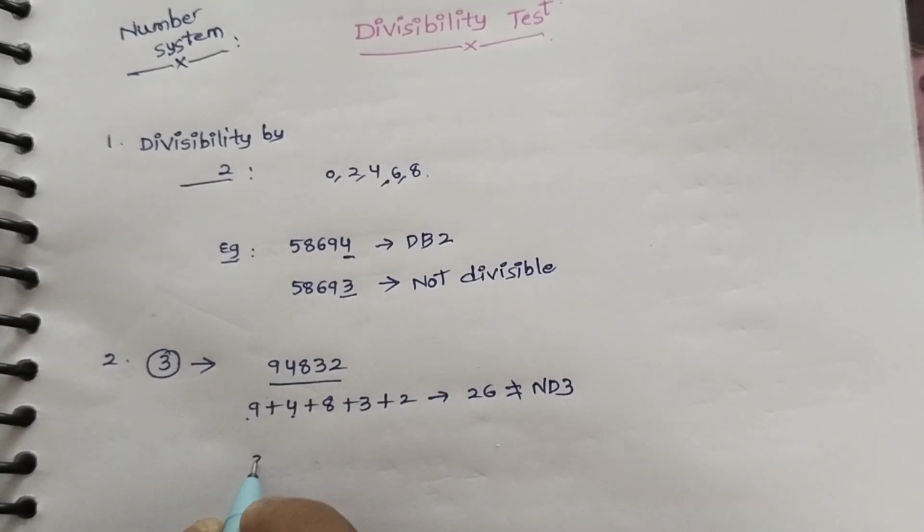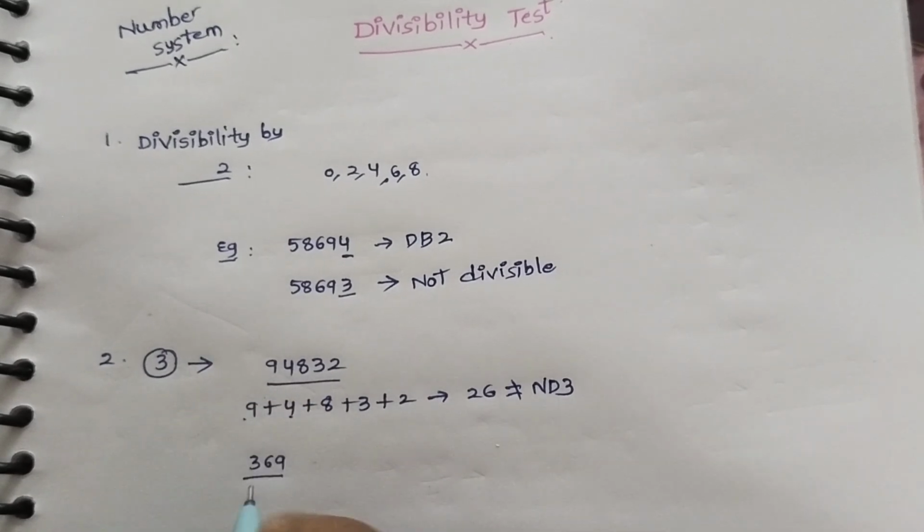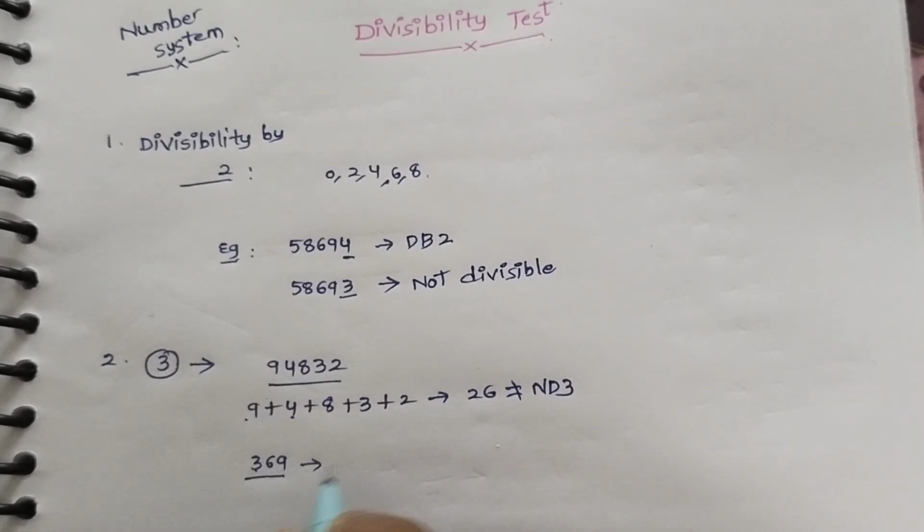Let's take another example, 369. 3 plus 6 plus 9 is equal to 18, which is divisible by 3. So it is divisible by 3.